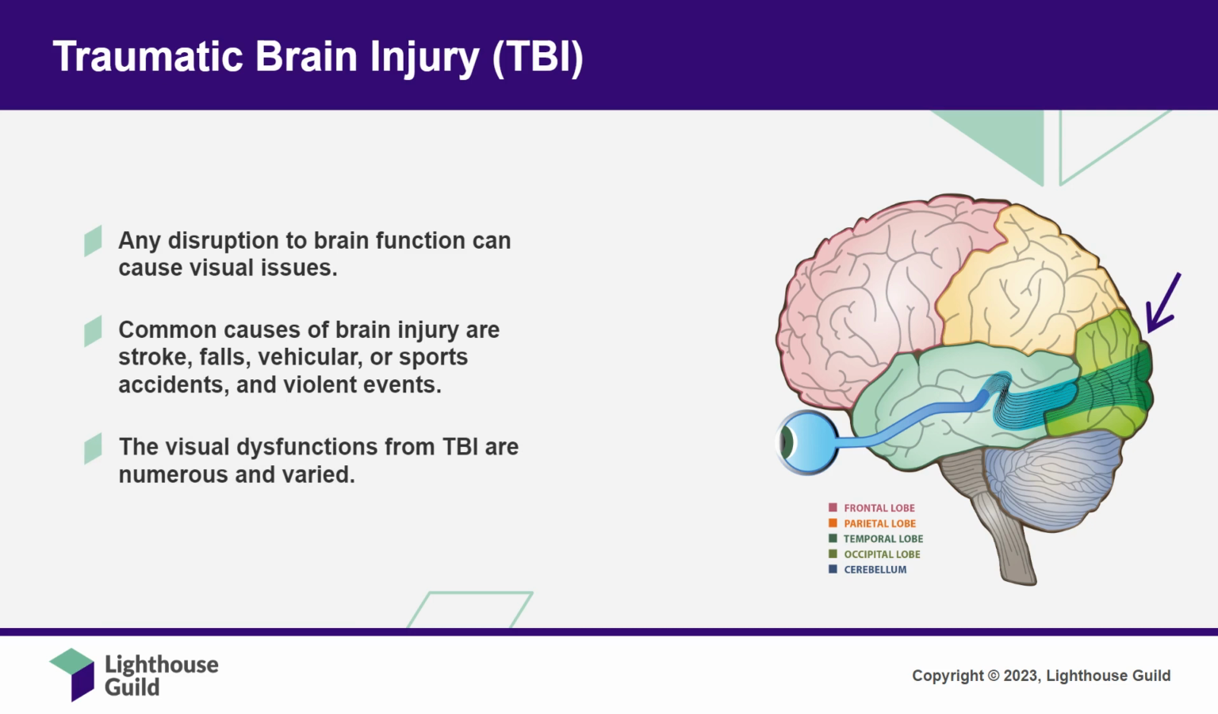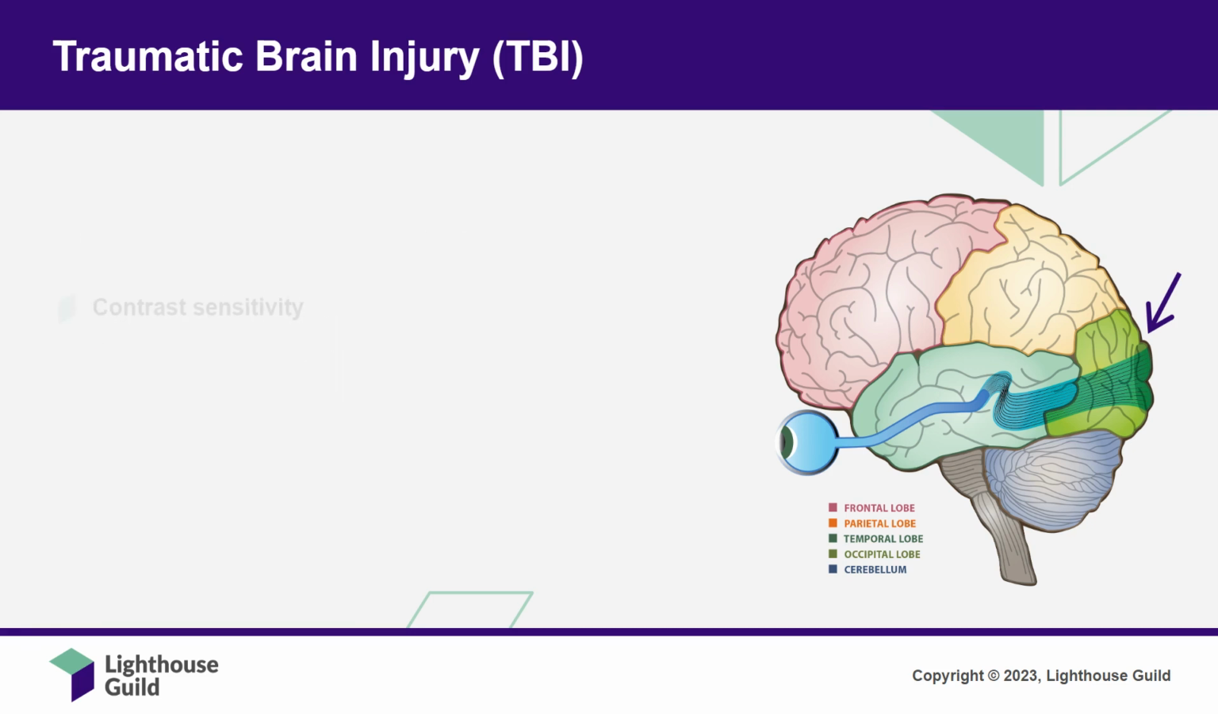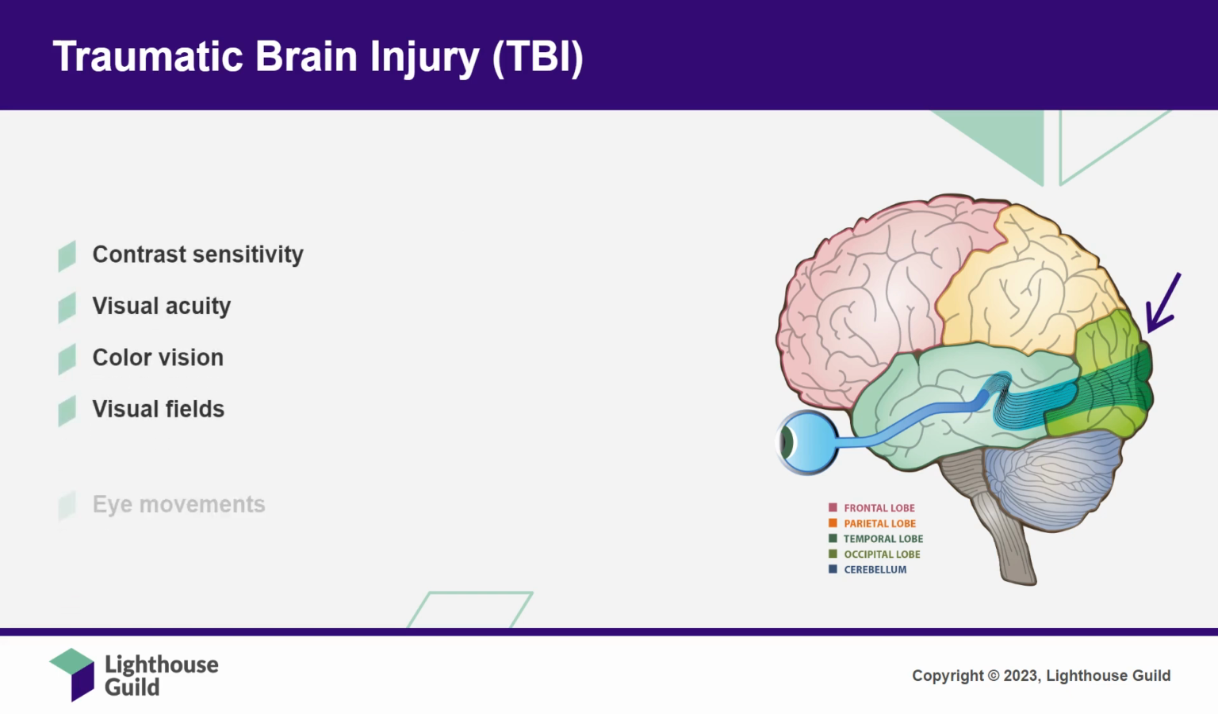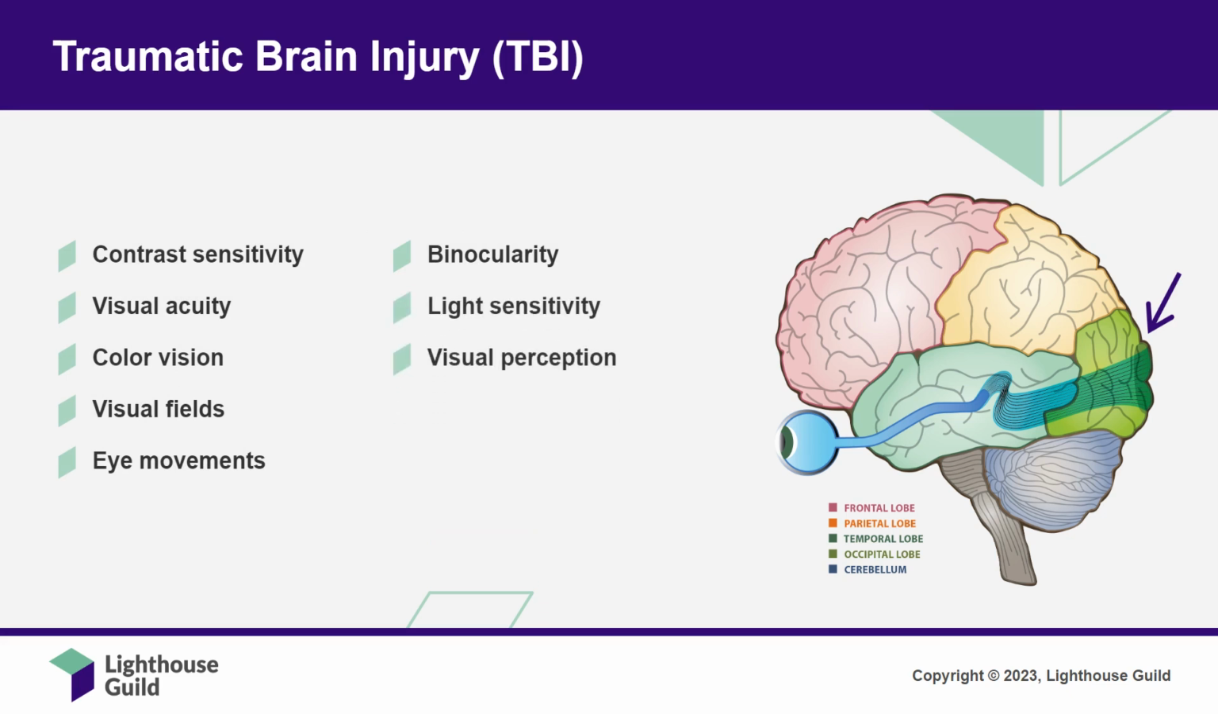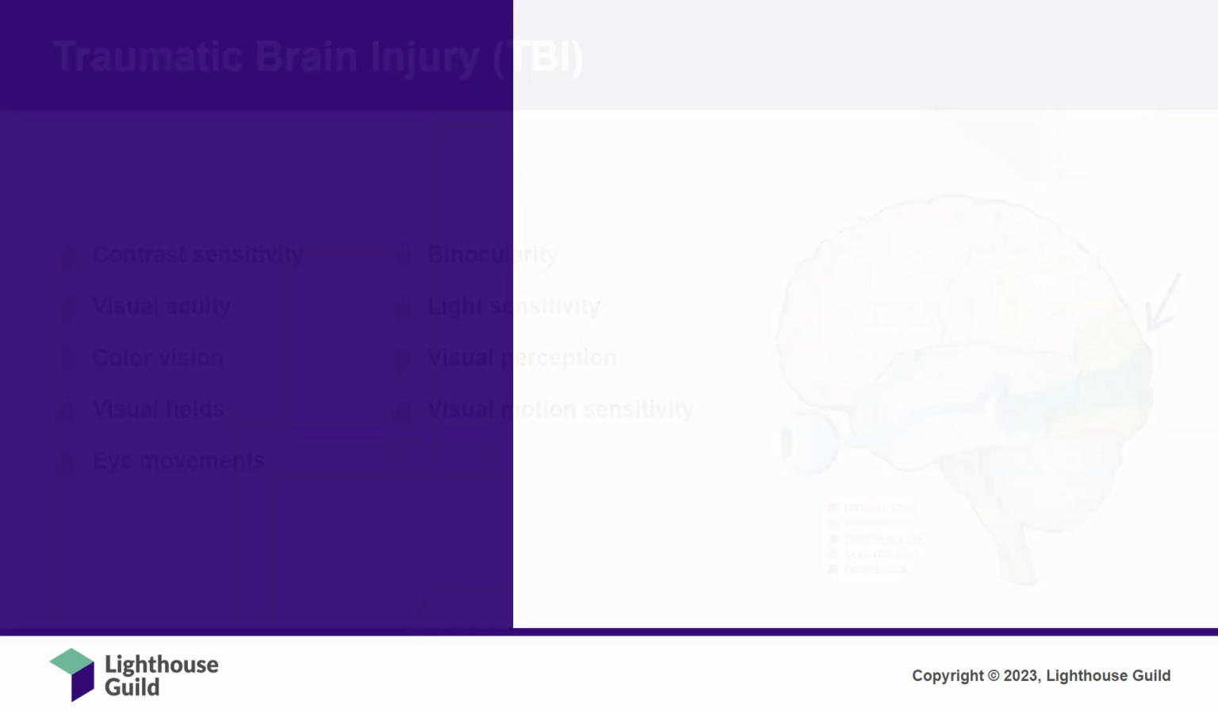Visual dysfunctions associated with TBI are numerous and varied. It may affect contrast sensitivity, visual acuity, color vision, visual fields, eye movements, binocularity, light sensitivity, visual perception, visual motion sensitivity, and more.